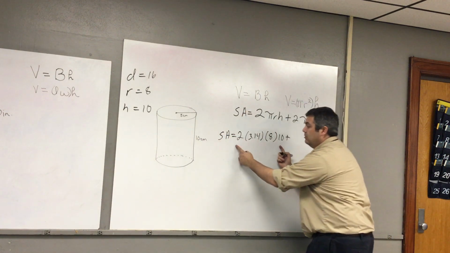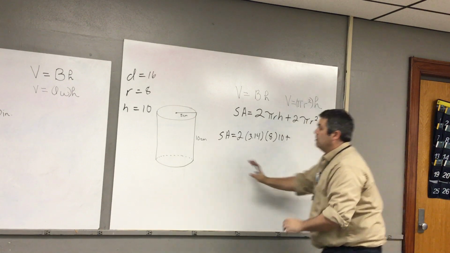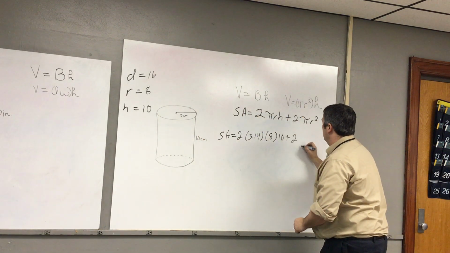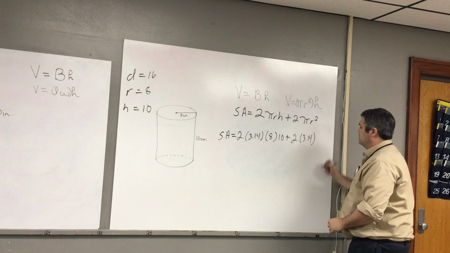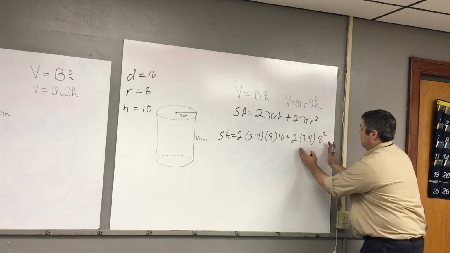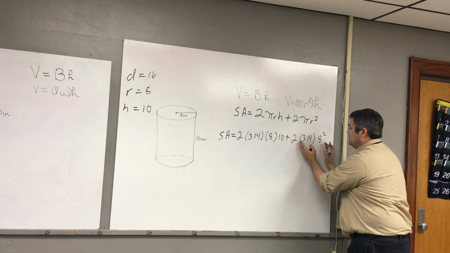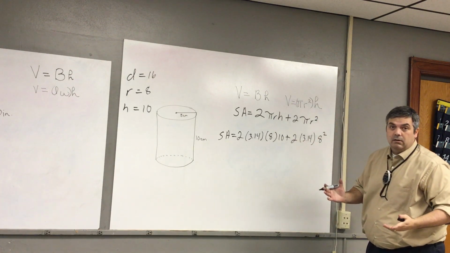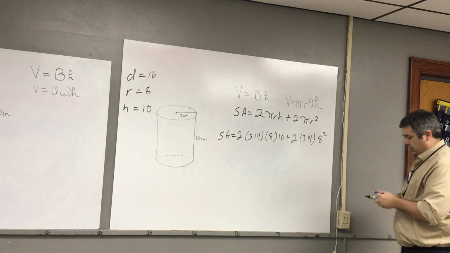Plus, now this right here, this is my LSA, this is my lateral surface area, okay? So here, that's all of this right here, this label, okay? This, 2 times pi, 3.14, radius squared, 8 squared. That's my base area, and there's 2 of them, because I got 2 bases, so I got 2 base areas, okay? Now, here, guys, I'm going to be honest, I'm going to use a calculator. Get a calculator out, plug this stuff in. It's easier, okay?